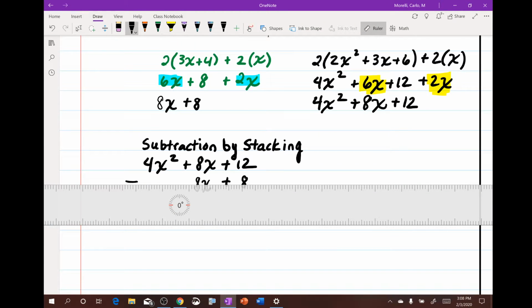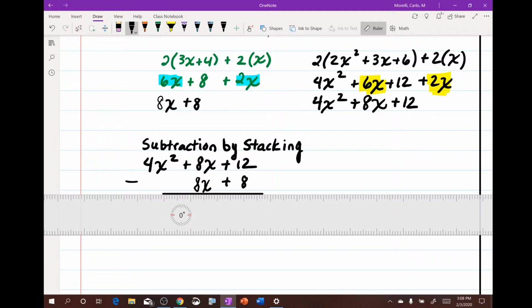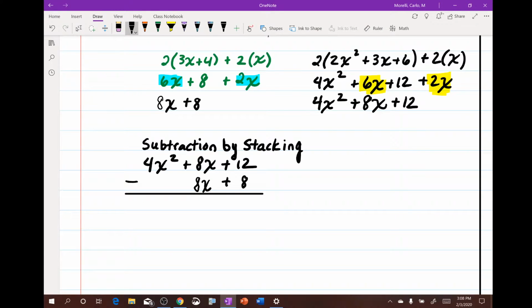Now we need a ruler. Okay, make a line. So this kind of looks like subtraction, right? Even though we're doing x's. We could all do well to learn how to subtract some x's. 4x squared minus nothing is just 4x squared. 8x minus 8x is 0. So you don't have to write 0 or anything. Just leave it blank. And now what's 12 minus 8?